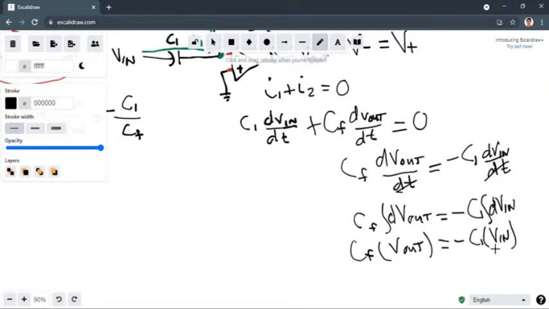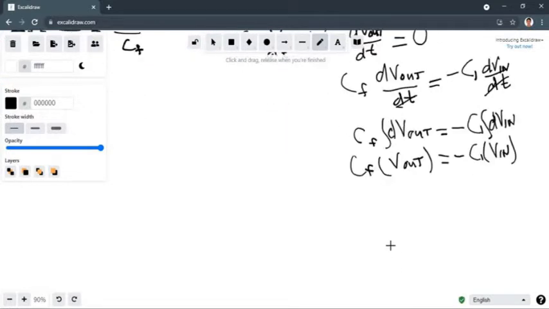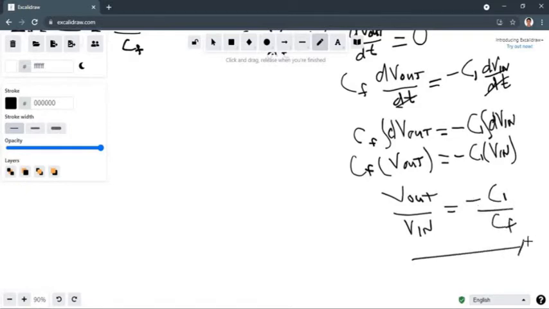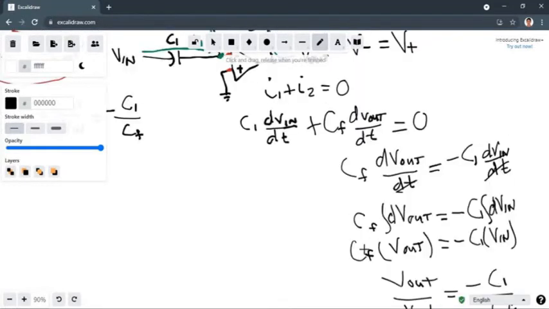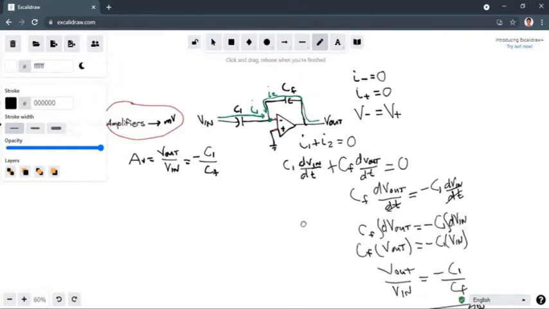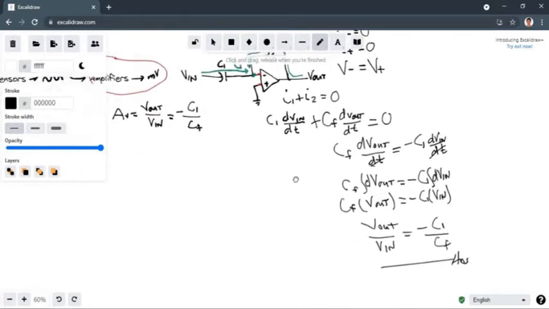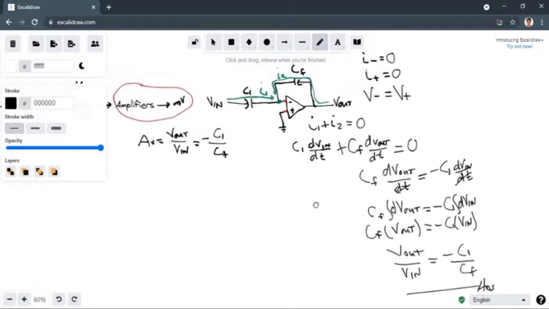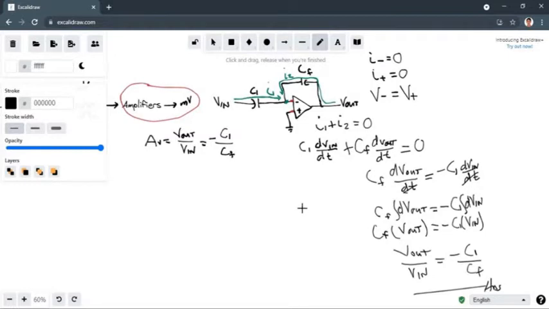Okay, then a little bit of transpose. So we have here V out over V in is equal to negative C1 over CF. So this is how the equation was derived. This is a little bit different from the resistor counterpart, because on the resistor counterpart this is negative RF over R1. So anyway, let's have this for now.